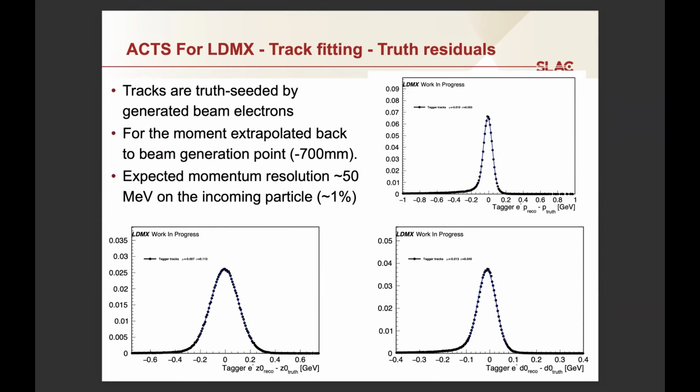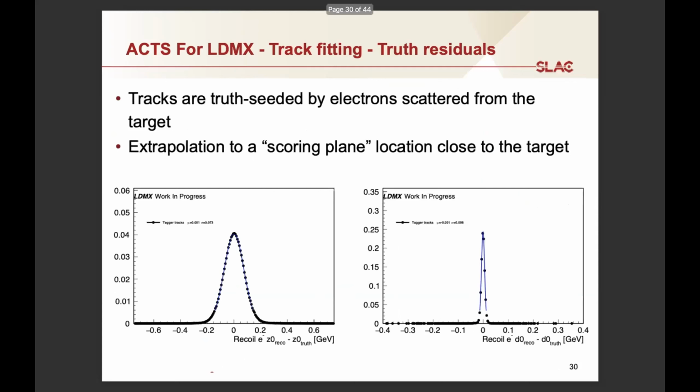Truth residuals: we compare the track parameters with respect to the truth, and you can notice that those are fairly Gaussian, centered on 0, so no bias. The resolutions are difficult to see, but you can see that they look pretty good, as well as the recoil truth residuals for the track parameters. We are still studying the momentum, that's why it's not shown here today, but you can see from the other parameters that the residuals look fairly good and healthy.